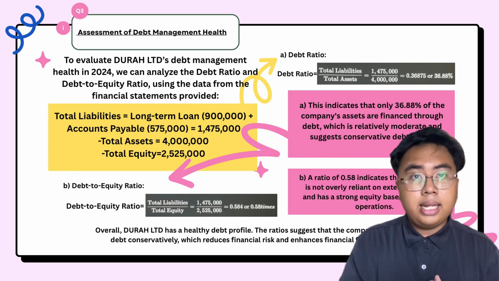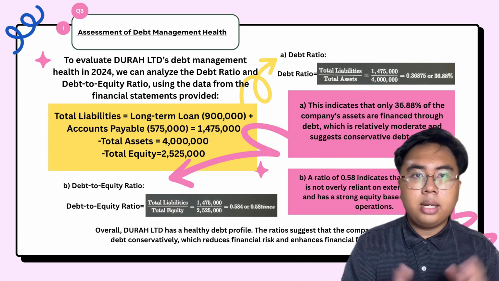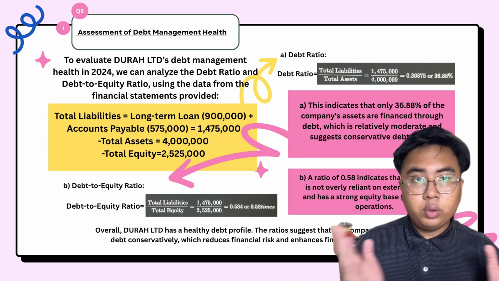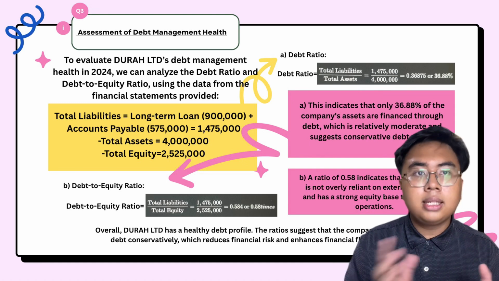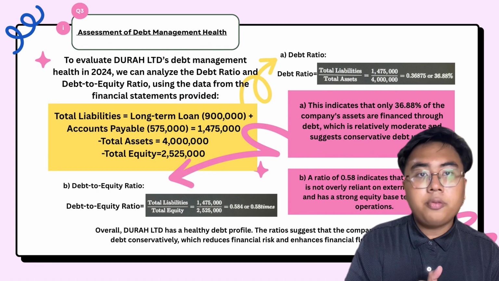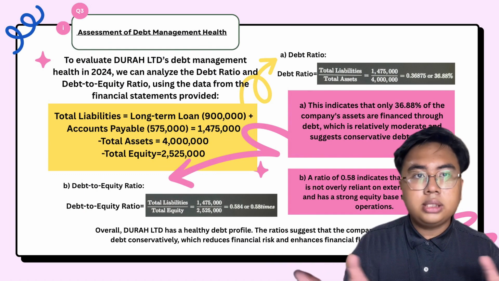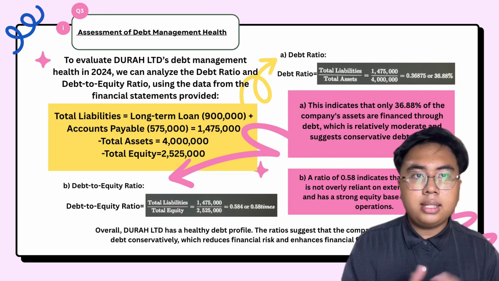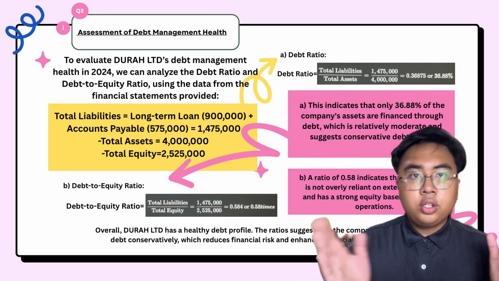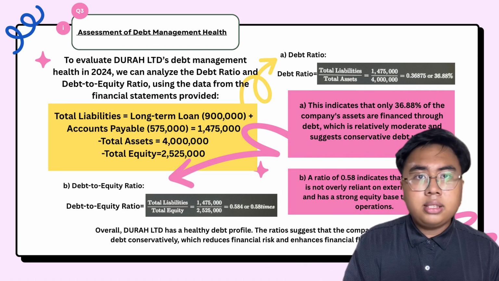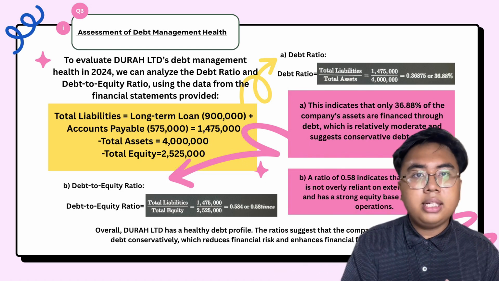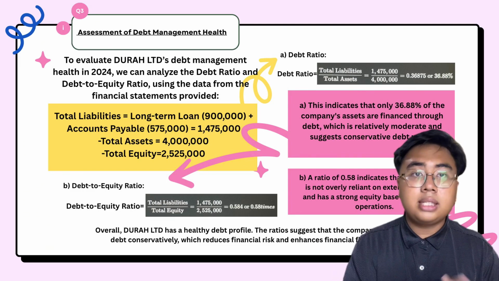Then there is the debt to equity ratio, where total liabilities are compared to total equity. Since liabilities amount to 1.475 million ringgits and equity amounts to 2.525 million ringgits, the ratio is 0.58 times. This indicates Dura Ltd relies less on debt financing than on equity financing, which is a sign of good financial strength. These ratios together conclude that Dura Ltd manages debt well, minimizing financial risk while maintaining financial flexibility.